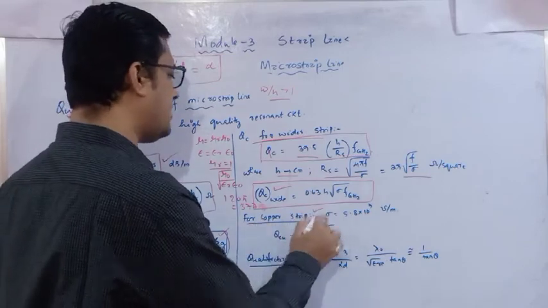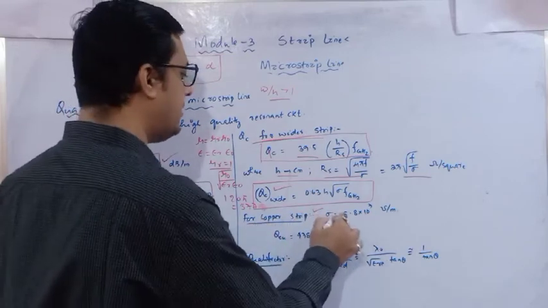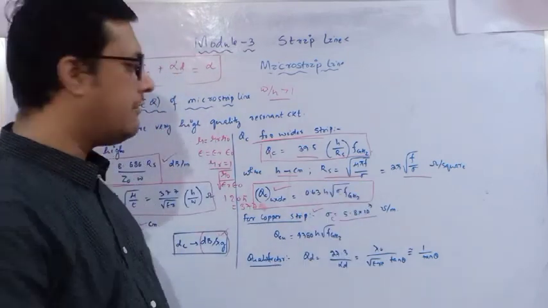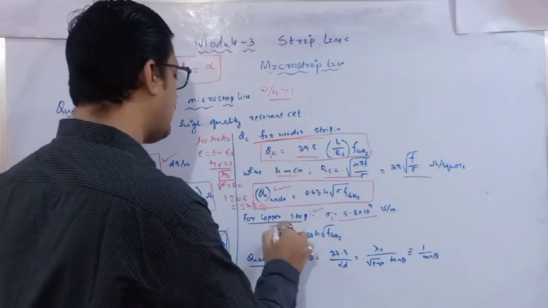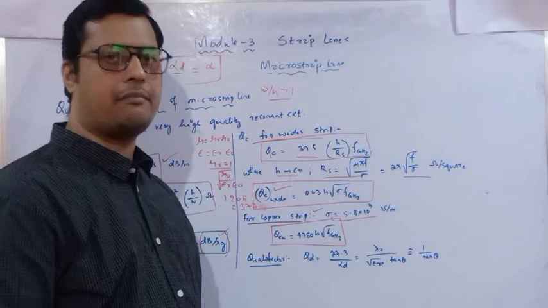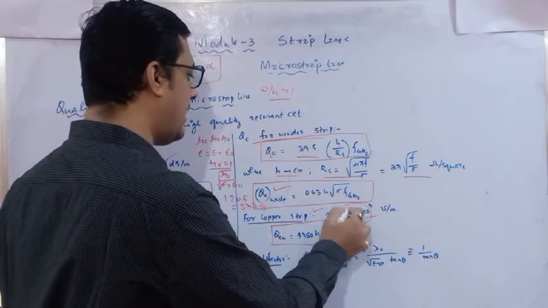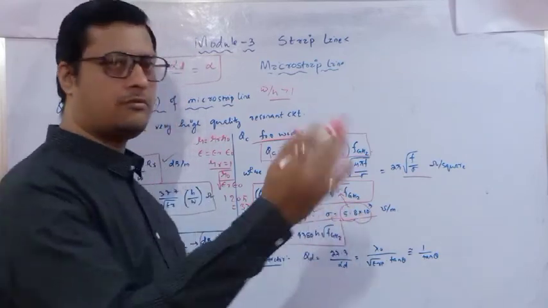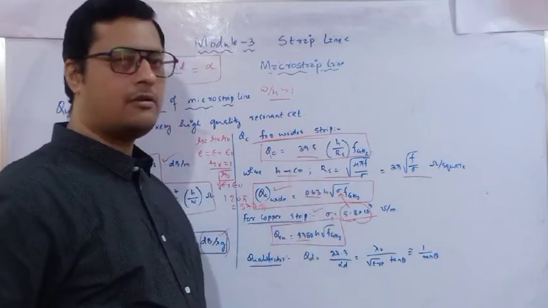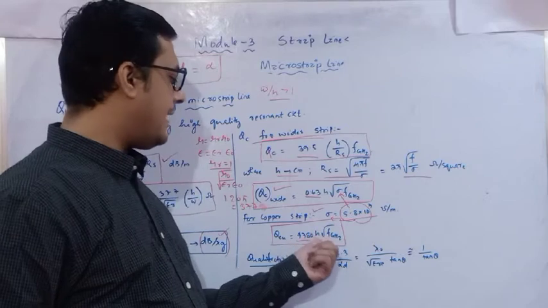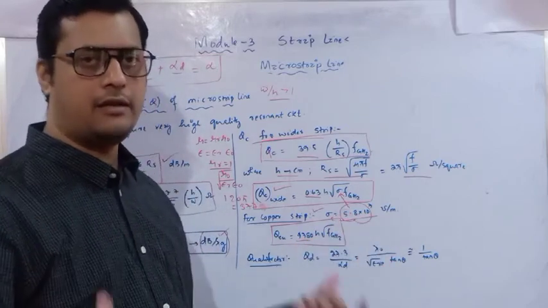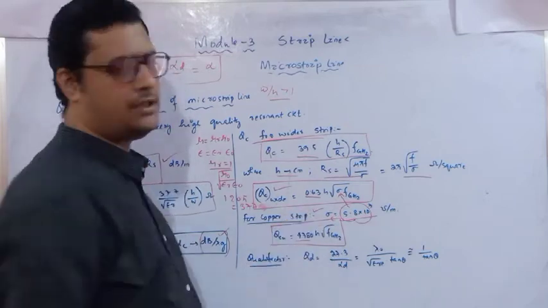Similarly, for the copper strip, if I am using it, I simply substitute sigma c here and the operating frequency, multiply it, and you will get Q suffix copper equals 4780 H root over F. That means I substituted the whole value in this, took a square root and multiplied with 0.63. I got 4780 H root over F, where F is in gigahertz. So the value will be given to you, you only have to substitute this value.